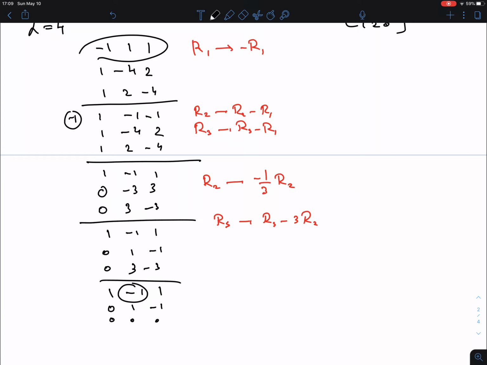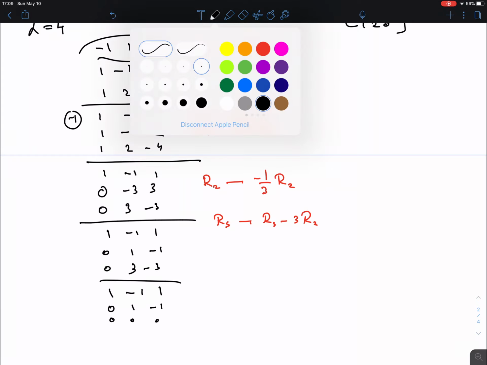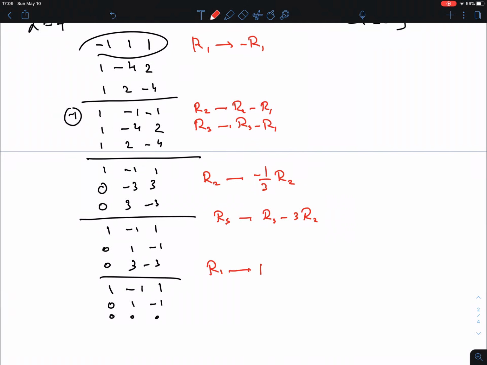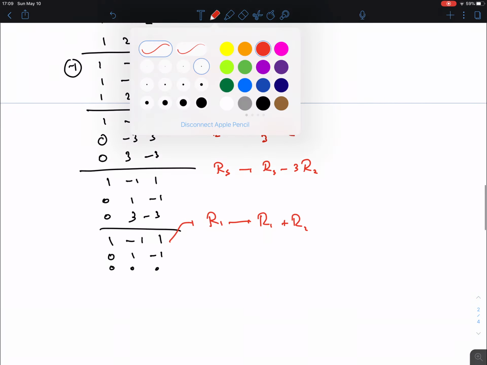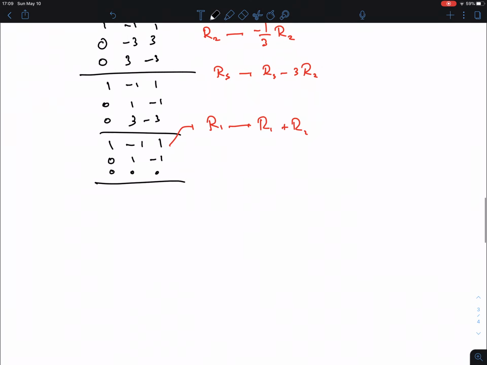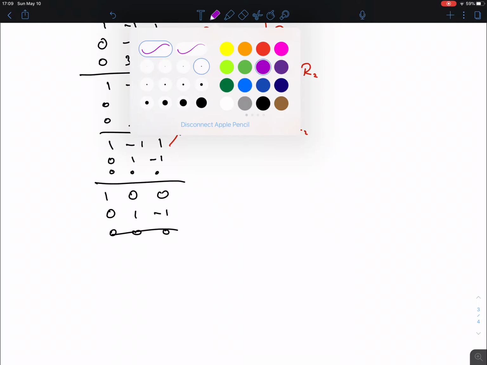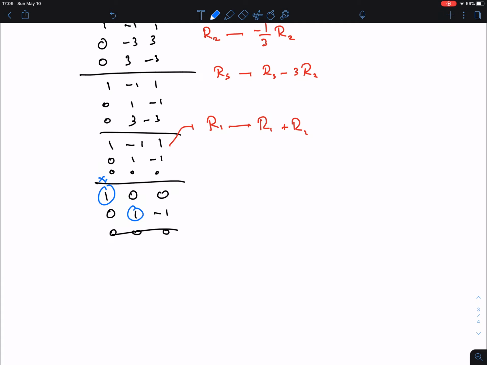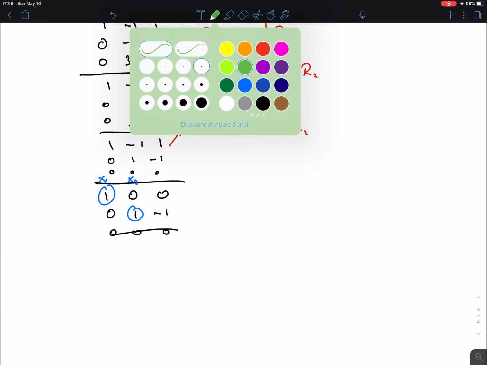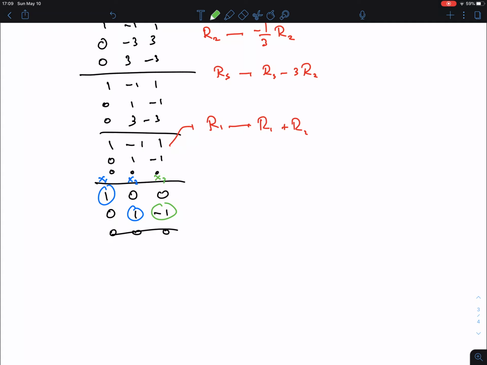Now, this entry still has to be 0 because it's above this pivot, so I have to do row 1 plus row 2. So I'll get 1, 0, 0, 0, 1, minus 1, 0, 0, 0. Well, I don't have to write that. This means x1 and x2 are my pivots, and x3 is the free variable. So x1 is 0. I'm sorry, let me write that this way.